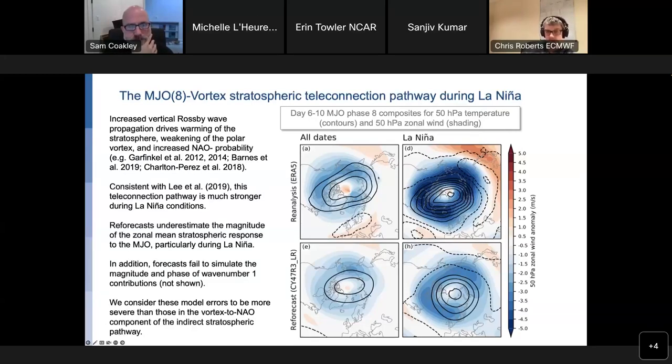Looking at all dates together, you do see this warming and weakening of the zonal winds. But when you look just at the La Nina initial conditions, you can see that the decrease in the jet speed and the warming is much stronger. We see a similar response in our reforecasts. We get warming, we get weakening of the zonal winds, but we underestimate the amplitude, and in particular, we underestimate the amplitude during La Nina conditions. I would consider these errors to be more substantial or more important than the errors we might see looking at this downward propagation from the polar vortex to the North Atlantic and European region.